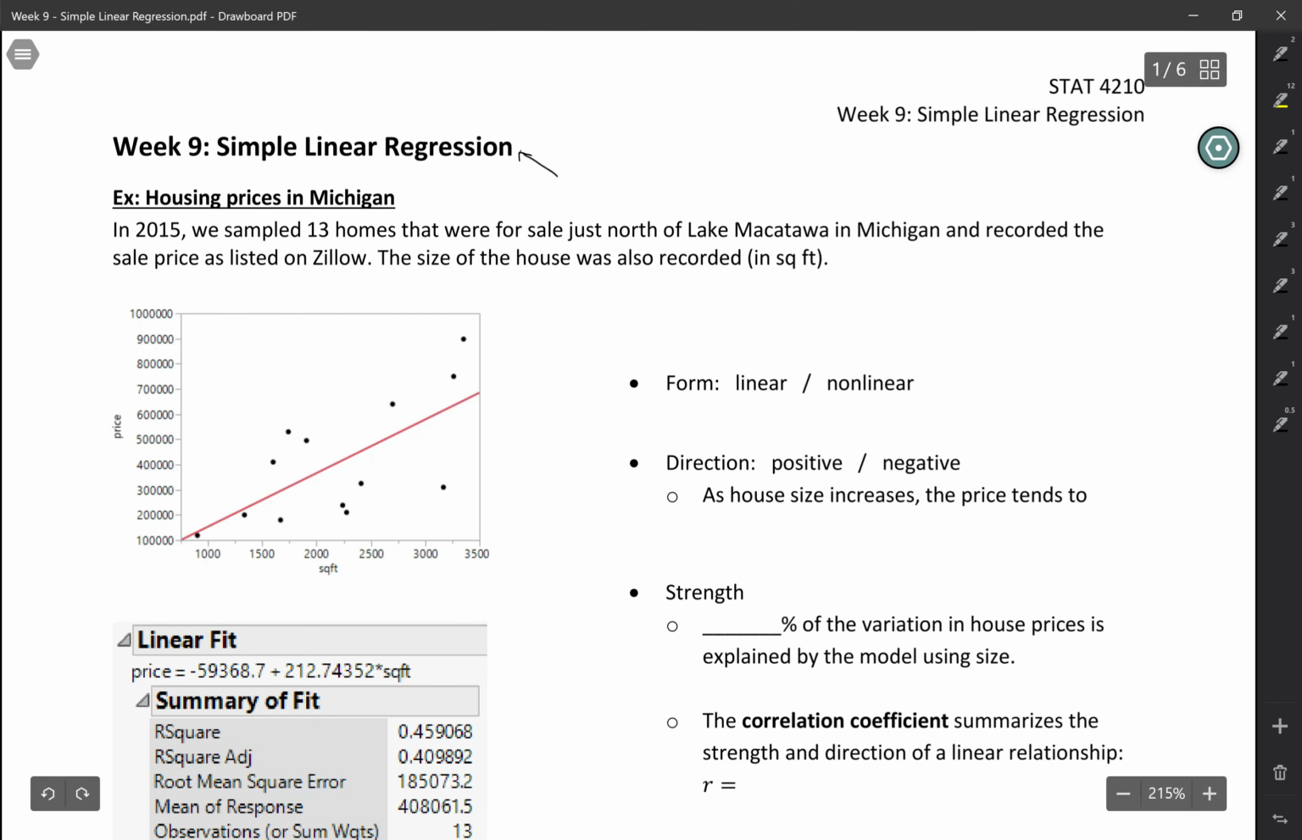If we're using simple linear regression, this is for the situation where we have two quantitative variables. So both our explanatory variable and our response variable are quantitative. That's when simple linear regression is appropriate.